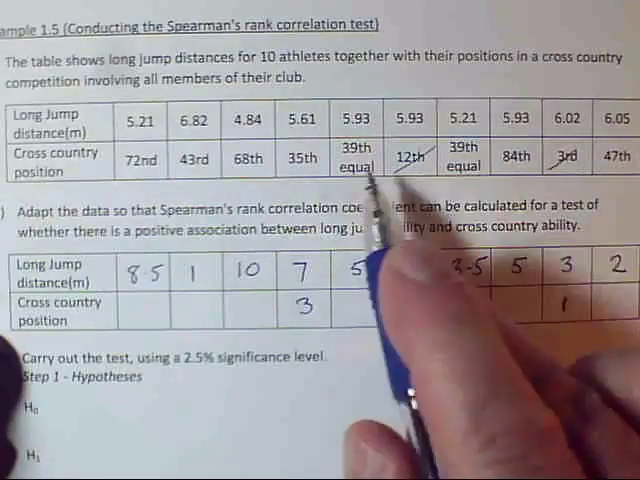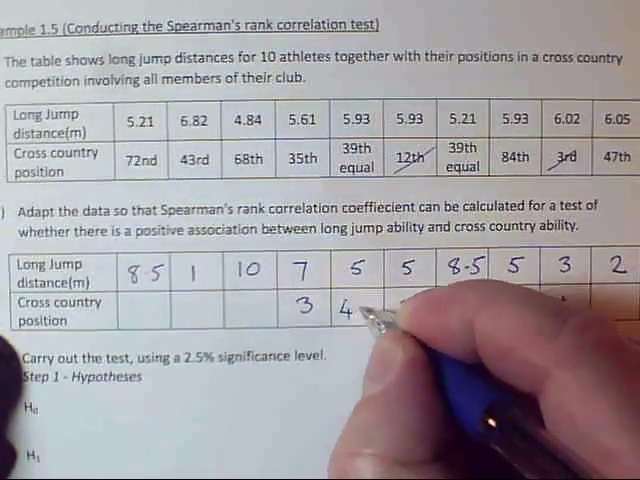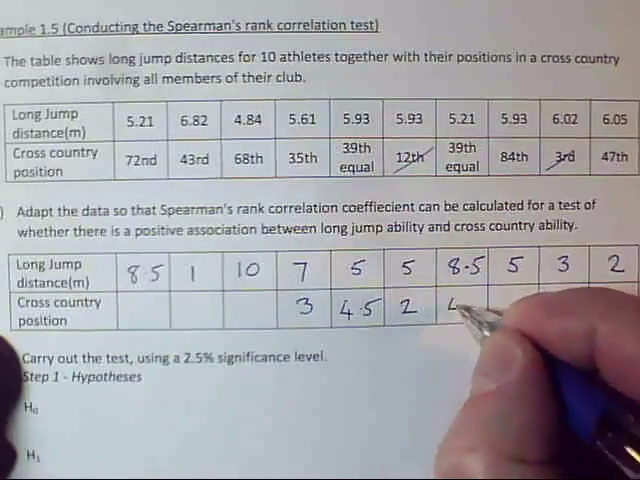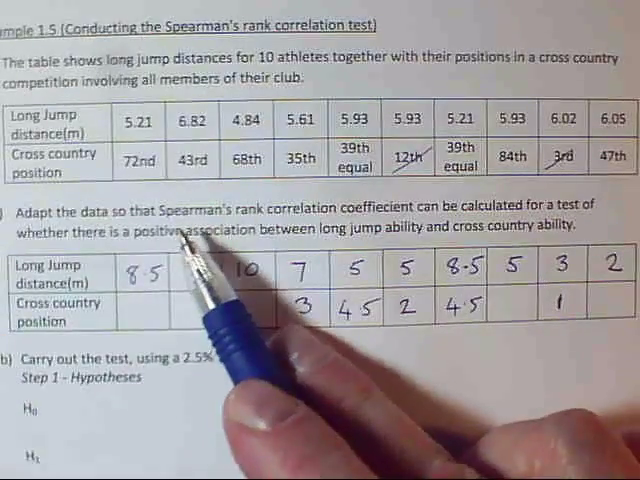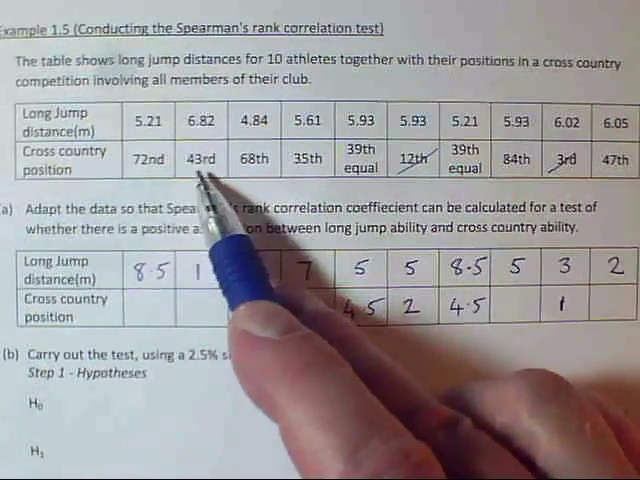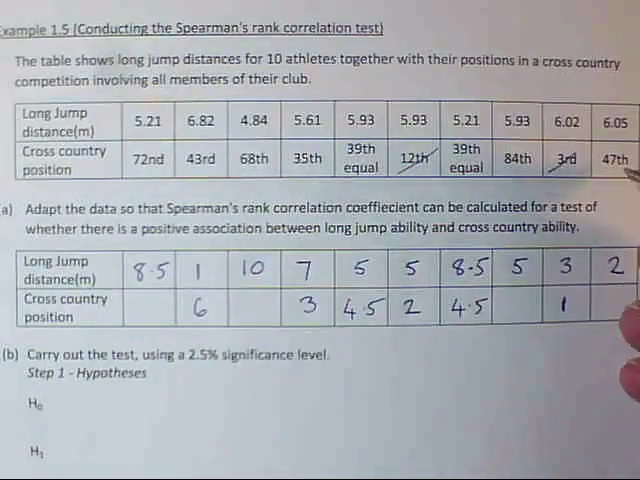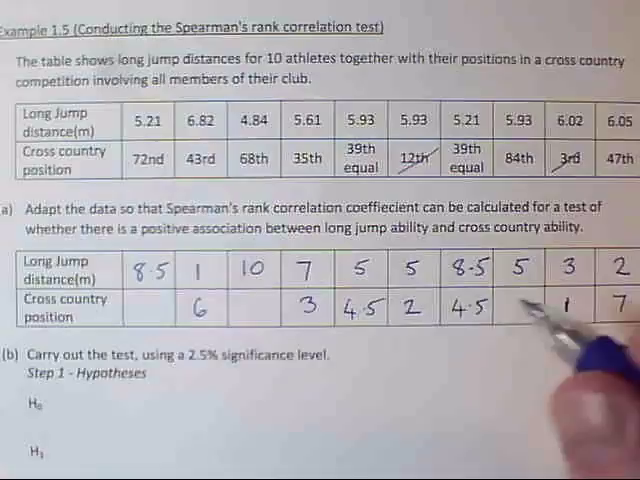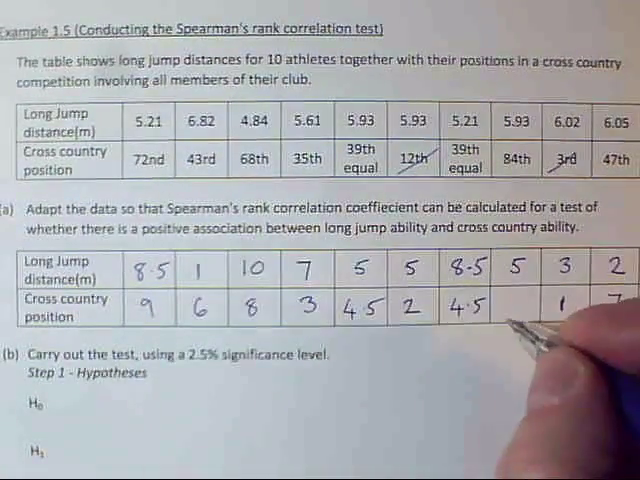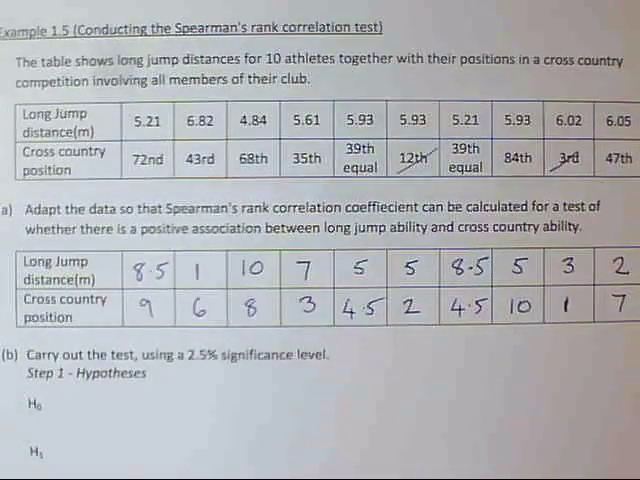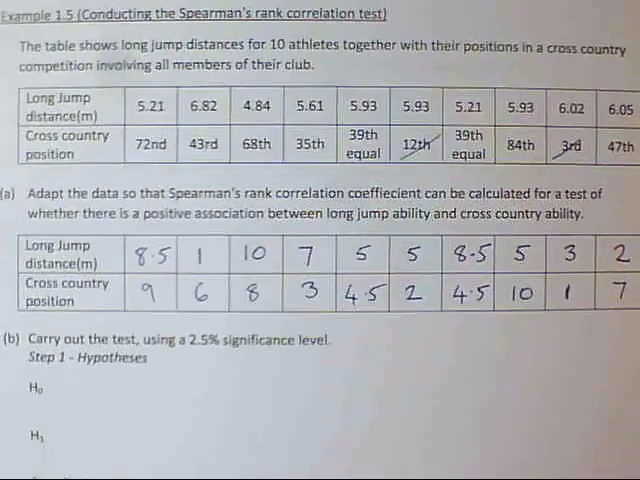Then there was a tie for 39th place, so that's ranks 4 and 5. So the average of those is 4.5. That's my tied rank. And then I've got 43, I've got 84, I've got 47. 43 is going to be our next. So I've used up 4 and 5, so that will be rank 6. Then 47th will be rank 7. 68th will be rank 8. And 9 and 10.